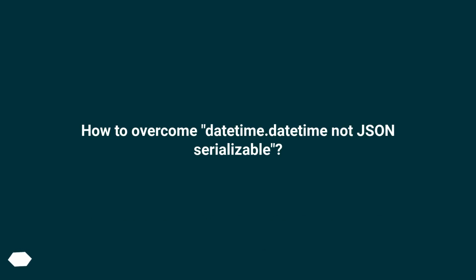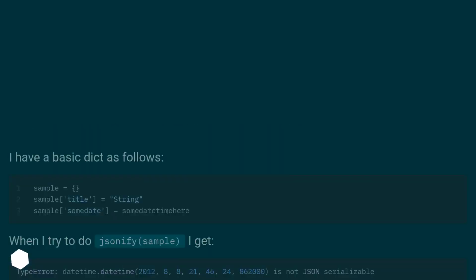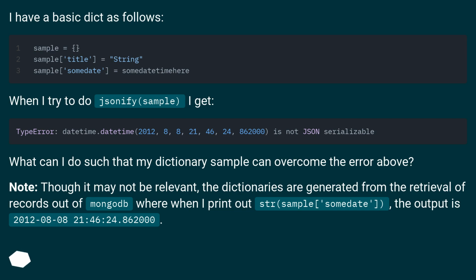How to overcome datetime.datetime not JSON serializable? I have a basic dict as follows. When I try to jsonify a sample I get an error. What can I do such that my dictionary sample can overcome the error above?